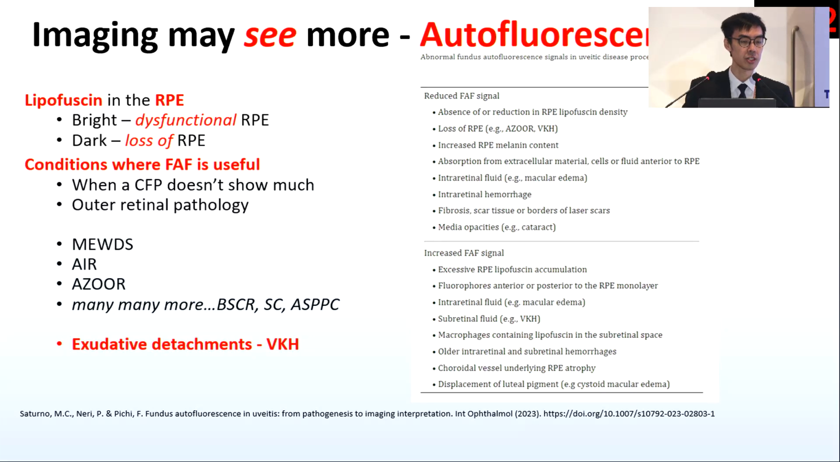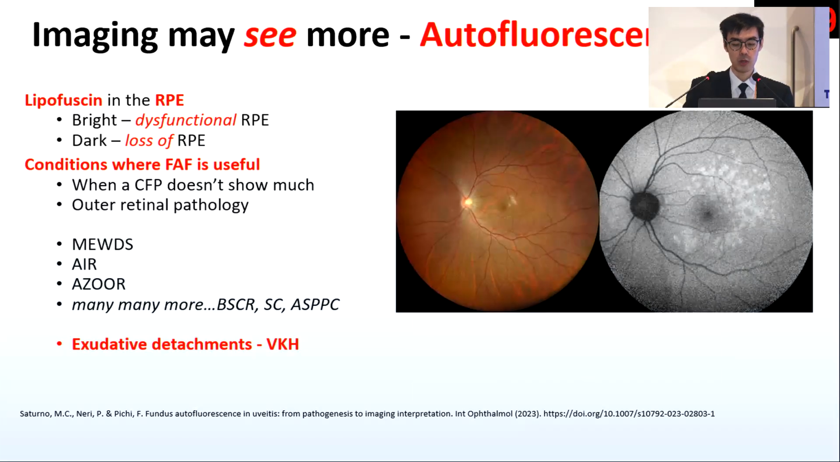And I think autofluorescence is a great tool to assess the posterior pole when the patient is complaining and we see nothing. And these pathologies generally lie in the outer retina or the superficial choroid. So let's go into some case examples.